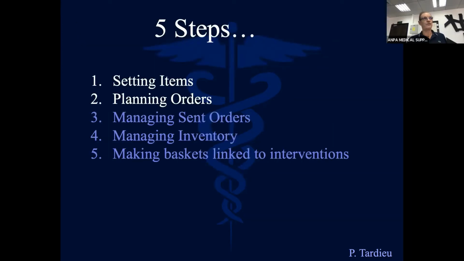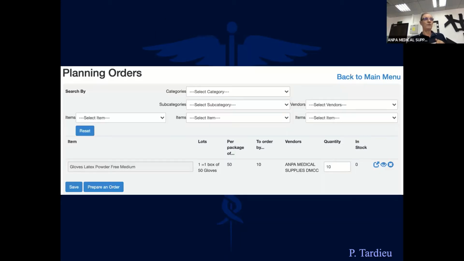Of course, I will go into more detail, because this is the difficult point about setting items. And then you are planning orders. When you plan an order, it means that you are going to say, oh yes, I will need some gloves. I see gloves, latex, powder free, medium. So I will need to buy that. I need to buy 10 boxes because they don't sell by one box. They sell by carton of 10, okay? So to order by 10, the package is 50 gloves in one box, and I order 10, okay?